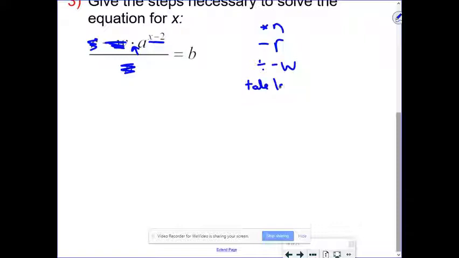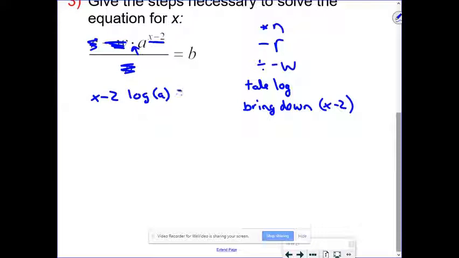So I'm going to take the log of both sides. Then I'm going to bring down the x minus 2. And then I'm going to divide by the log of a. So right now I have x minus 2 times log of a equals whatever. I'm going to divide by the log of a, and then add 2. That'll get my x alone.